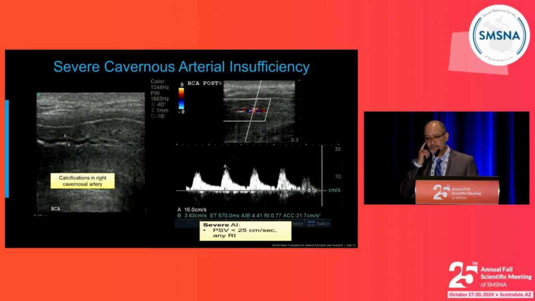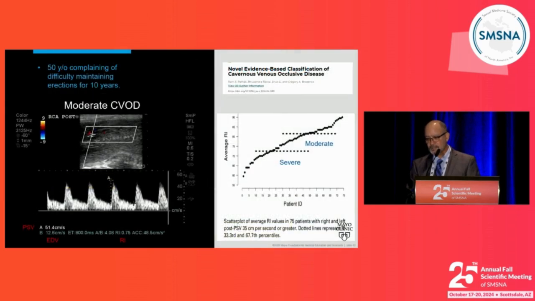This is a patient with severe cavernous arterial insufficiency. I think you can see here in this image that he's got actually calcifications along the cavernous arteries. Peak systolic velocities well below what we consider normal, less than 25 centimeters a second, here 16 centimeters a second.